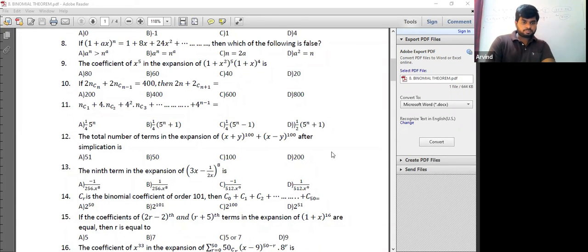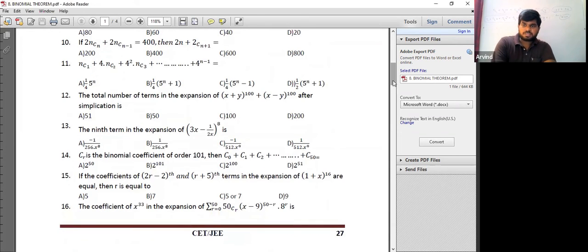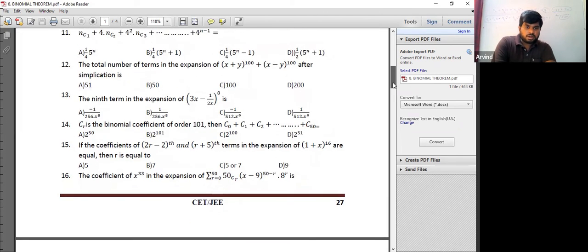The 13th one is again a formula type. You can do it using the (r plus 1)th term formula. I'm not going to do that one; you can try it out.